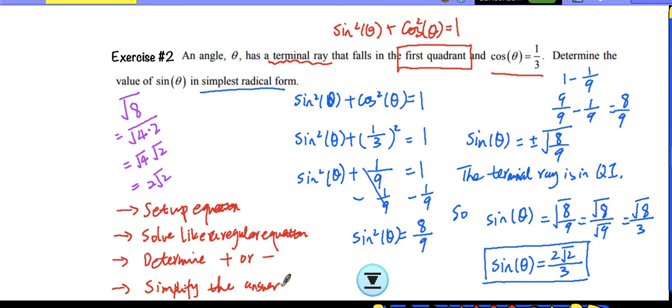Basically, no matter if we are asked for simplest form or not, we always prefer to simplify the answer, just because whenever we deal with radical, it's always a good idea to simplify this, okay?